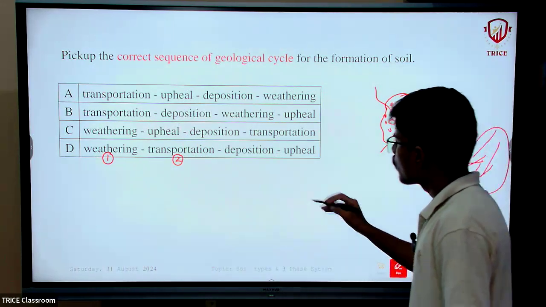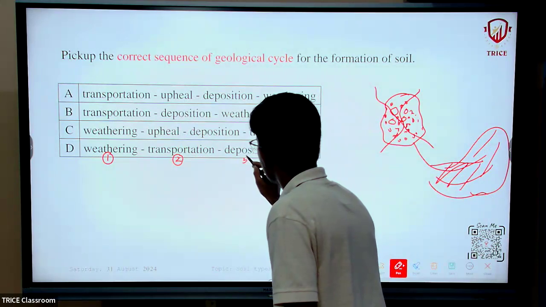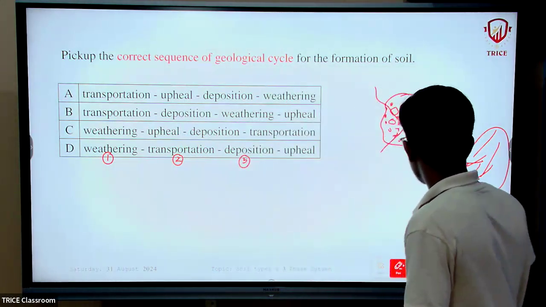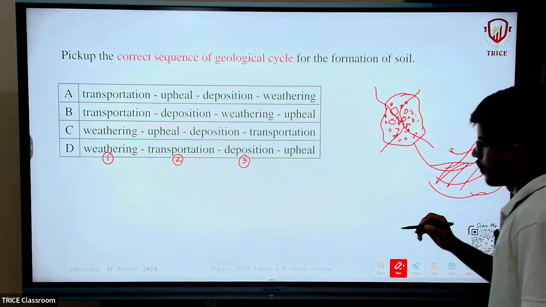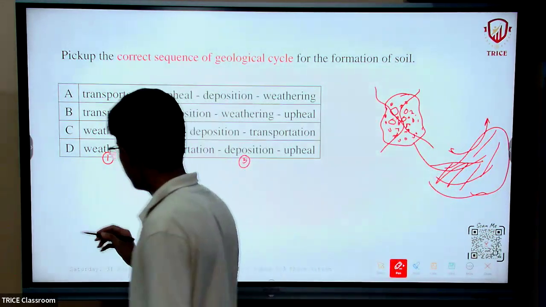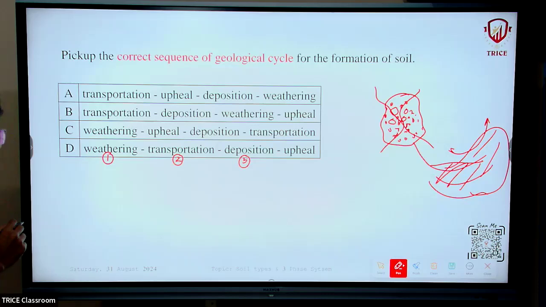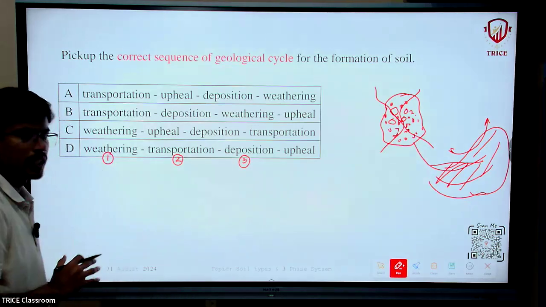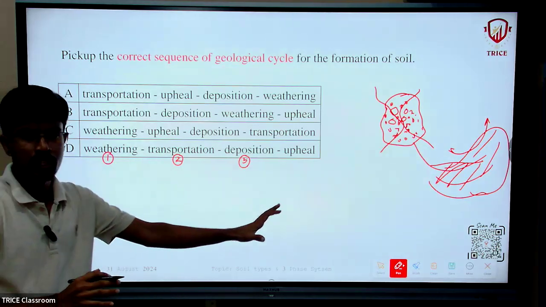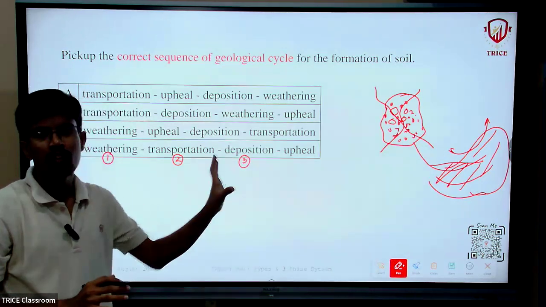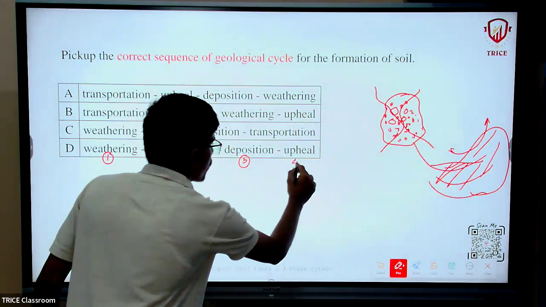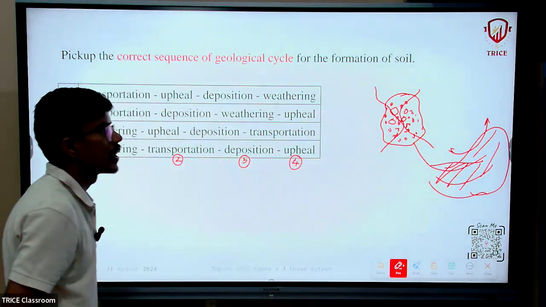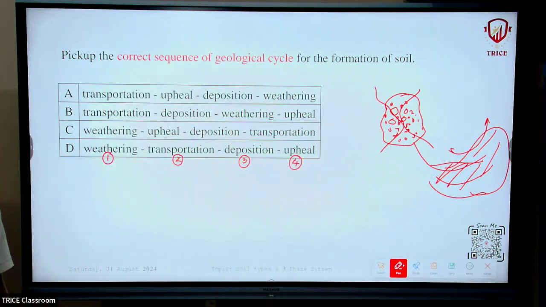Then once it gets deposited, what happens due to the wind actions? Again, it gets uplifted. So the sequence is: the soil gets weathered, then transported, deposited, and then uplifted, which is the formation of the hilly regions. So the fourth option is the correct sequence of the geological formation of the soil.